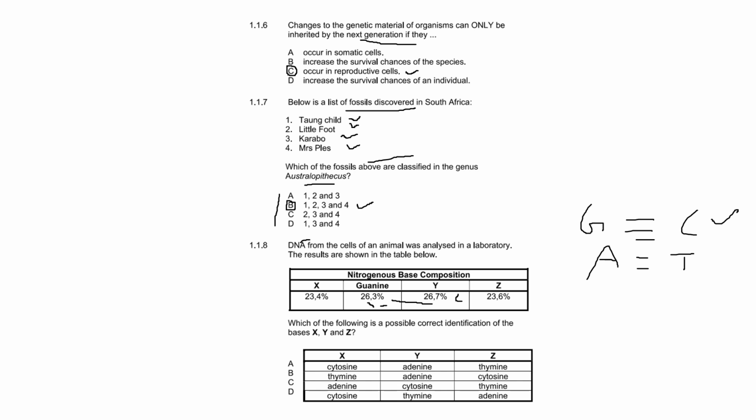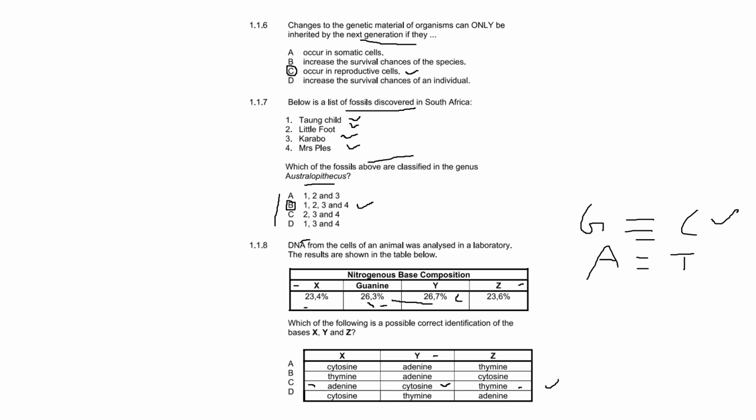So I go to my options. Wherever I see Y, it must be cytosine. It's only letter C which has Y as cytosine. That's fine. And the other 2, adenine and thymine, must be close to each other, meaning if X is adenine, Z must be thymine. So let's go and check now. X must be adenine. Yeah, X is adenine, that's C there, and then Z must be thymine. So that is our correct combination.